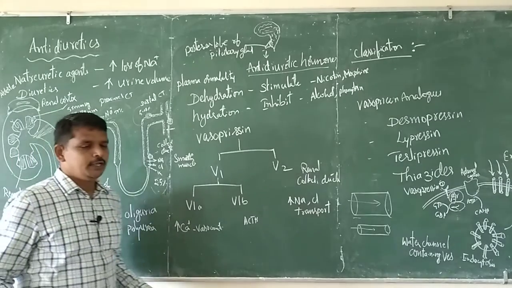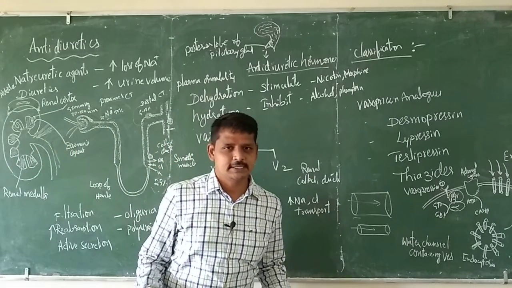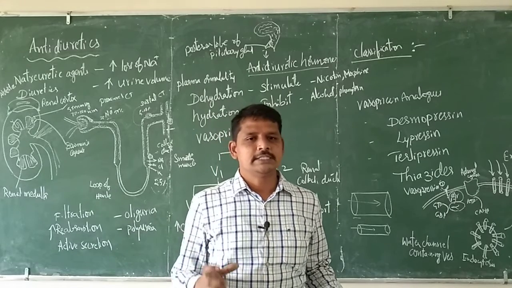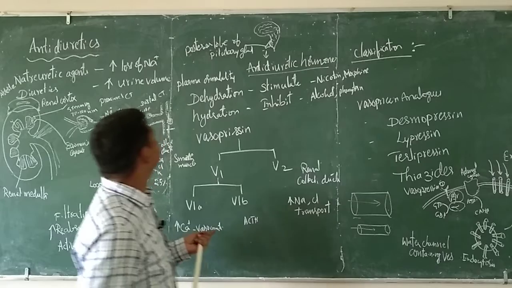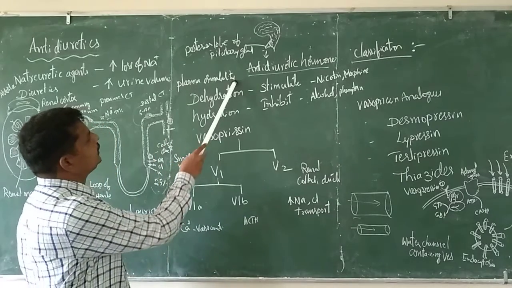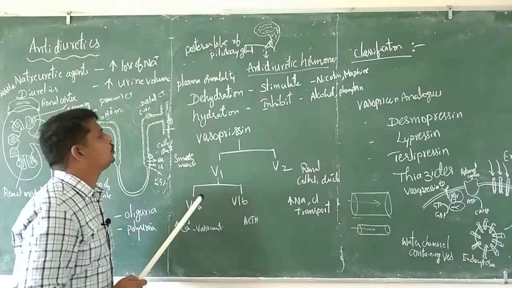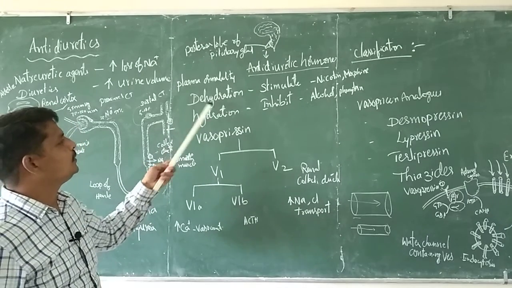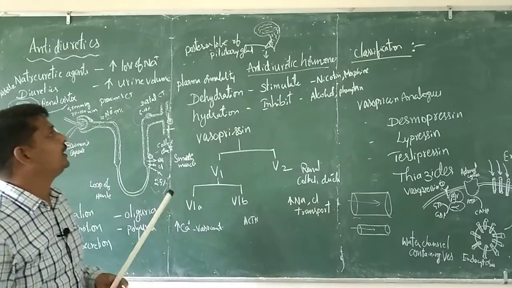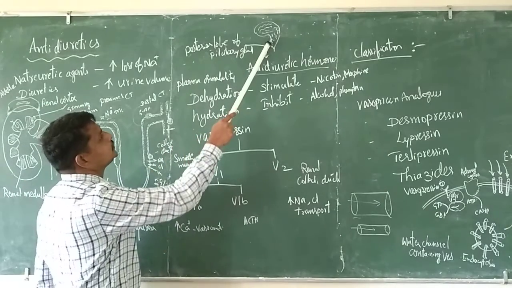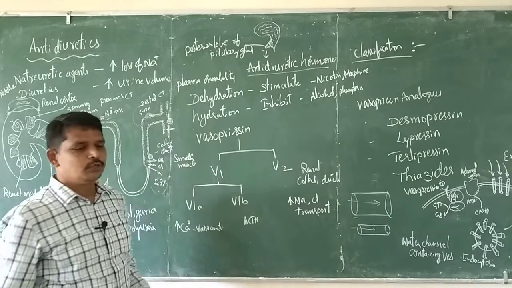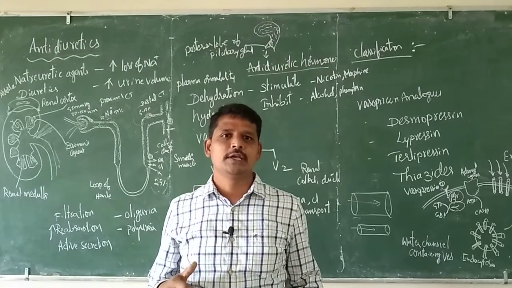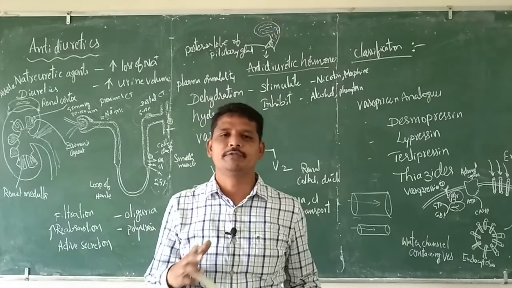In the body we have a number of sensors which maintain equilibrium. Some of the sensors include the plasma osmolality sensors, which show dehydrated or hydrated conditions. If it is dehydrated, it stimulates a specific hormone which is secreted by the posterior pituitary gland. That is called antidiuretic hormone. This antidiuretic hormone is responsible for decreased urine production. It depends on the osmolality of the blood.